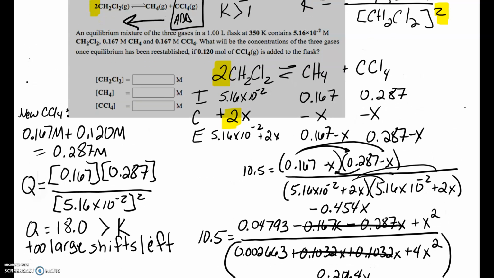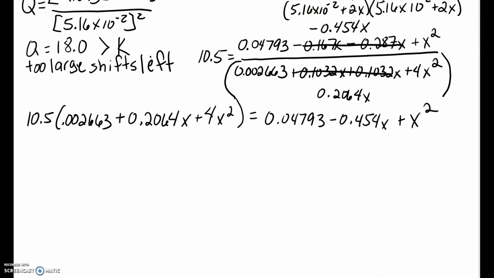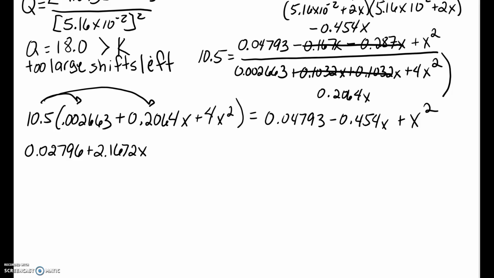Okay. So 10.5 times 0.002663 is equal to 0.02796. Next, I'm going to multiply it by the 0.2064x, and I get 2.1672x. Lastly, 10.5 times 4x squared, 42x squared, equals what we have on the right.